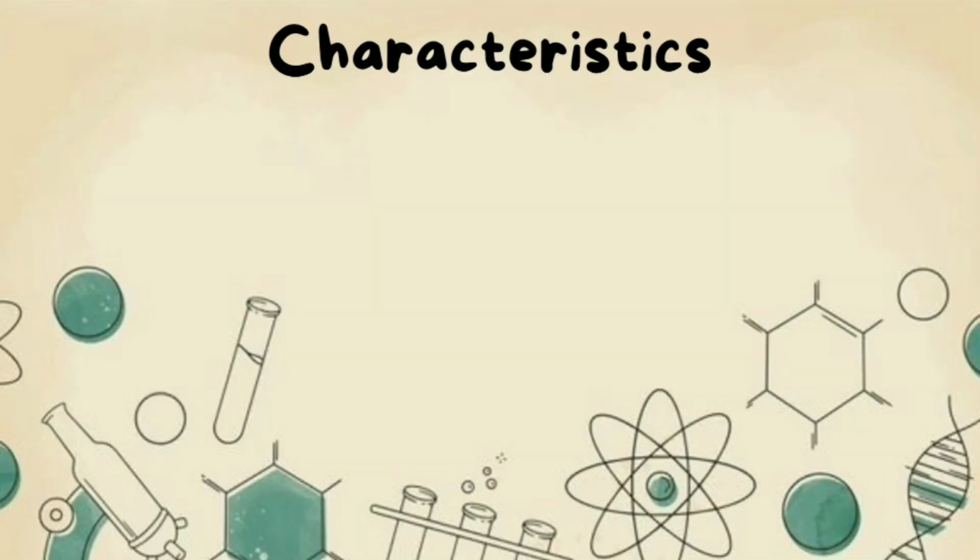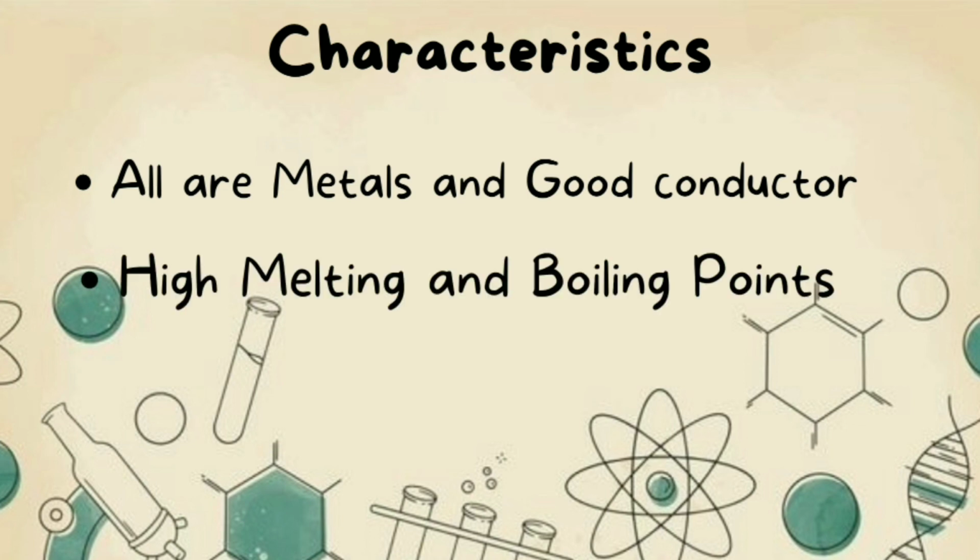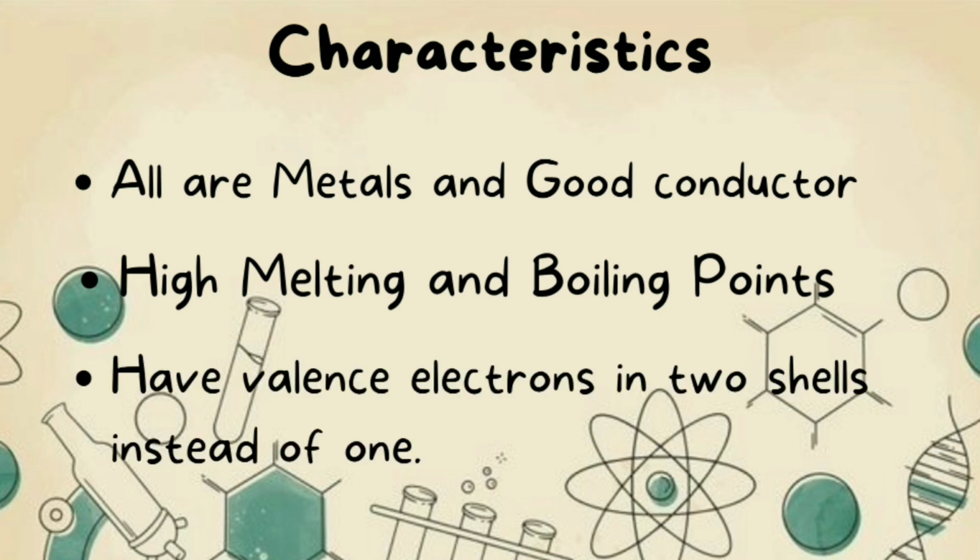Characteristics of transition metals. The elements under this group are all metals, and most of them are hard, strong, and lustrous. They are also good conductors of heat and electricity. They also have high melting and boiling points. They also have valence electrons in two shells instead of one that can participate in the formation of chemical bonds.